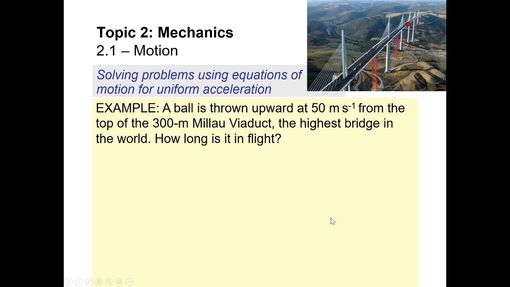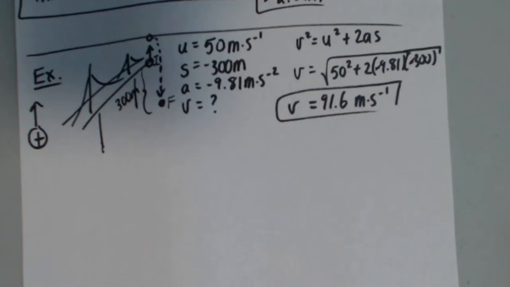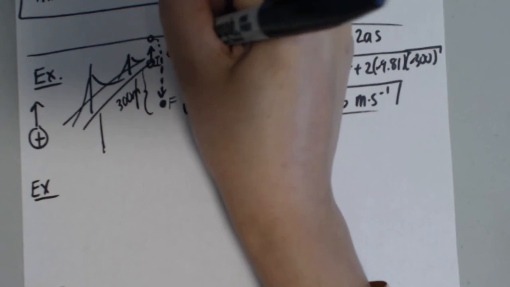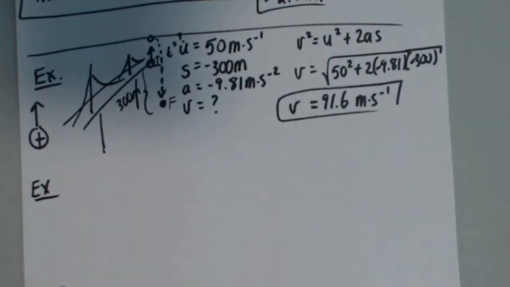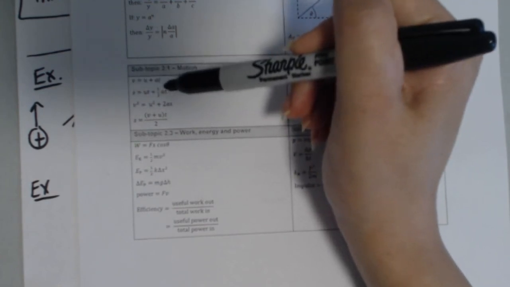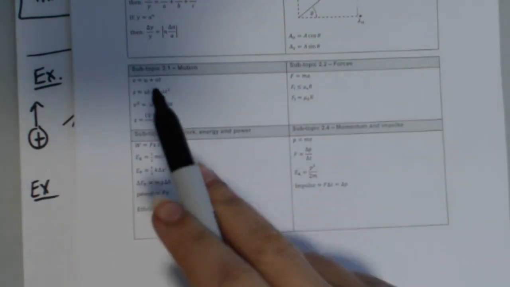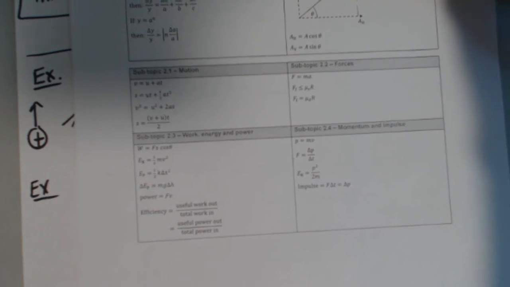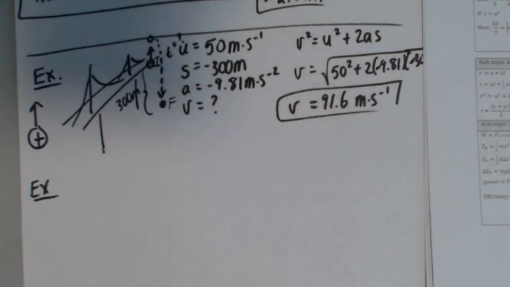Okay, so it's the same scenario. How long is it in flight? Okay. So now we're looking for the time interval as well, T. So now we have U, S, A, and we are looking for T. Now, granted, if you use this formula, it's true you're going to have to solve a quadratic, which is fine. It's not a big deal. But there are ways to make that a little bit simpler.